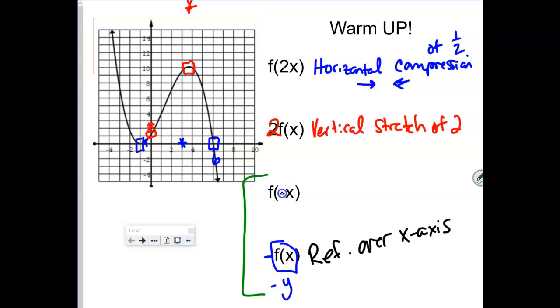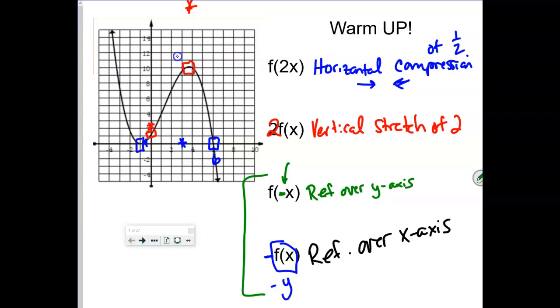Same thing with the other reflection. What happens when you throw a negative inside the function like this? This is a reflection over the y-axis, and if you're wondering what that does to your graph, it literally tells you what it does. It takes all of your x's and negates them. So this guy, instead of being over here at 3 something, it's over here at -3 something. So a reflection over the y-axis.